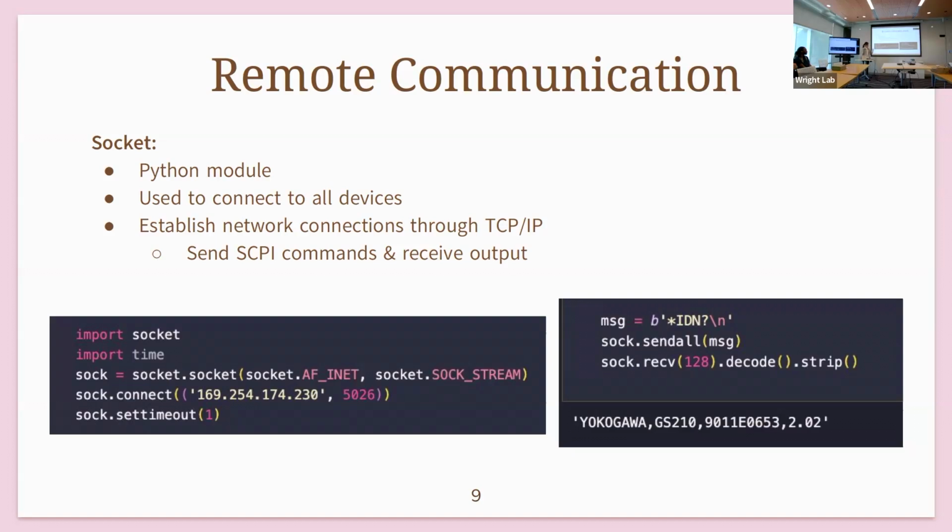And here on the left, I have an example code for how we would import socket to connect to this IP address and port number using the socket connect function. And then on the right is an example of how I use socket to send the message, which is the SCPI command IDN, or identification. And here you can see that it recovered the exact model of the device.